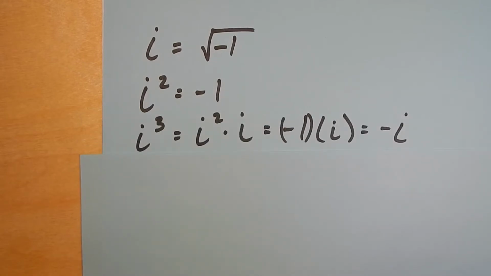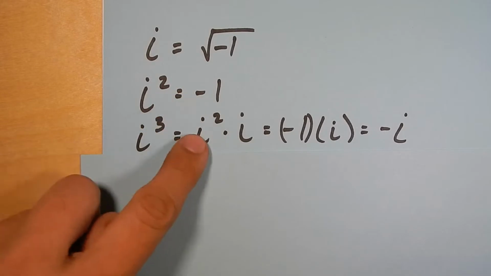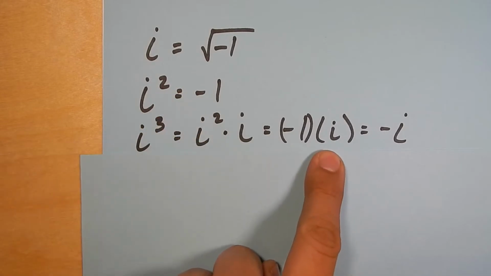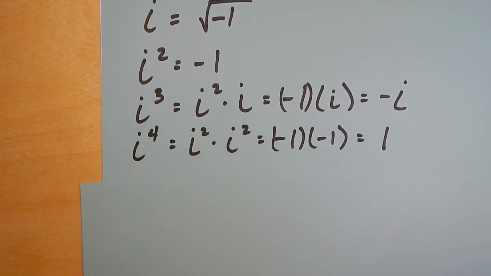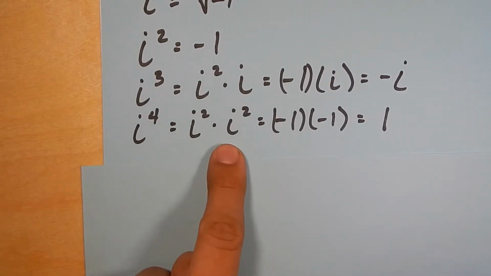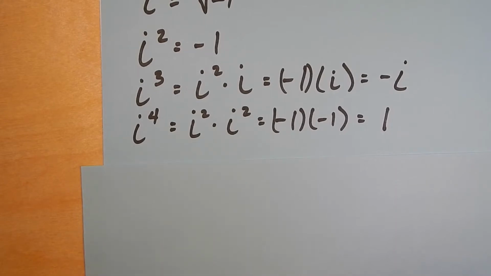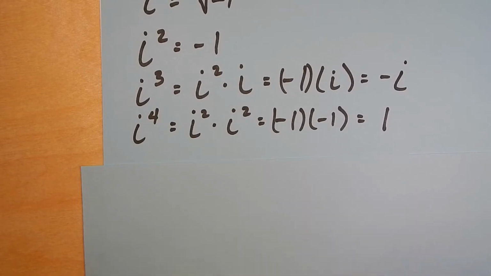So if we extend this and we say I to the third, so I times I times I, or I squared times I, we know what this is. This is -1 times I. Well, that would just be -I. All right, fair enough. I to the fourth. Well, we have two I squareds that we can break apart here. So then we have -1 times -1. Well, that's just +1. What if we want to go further?